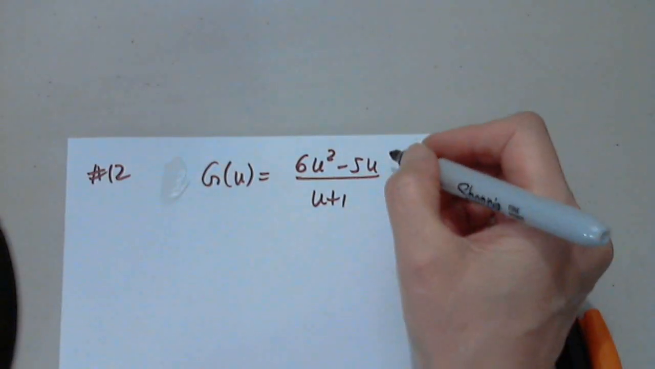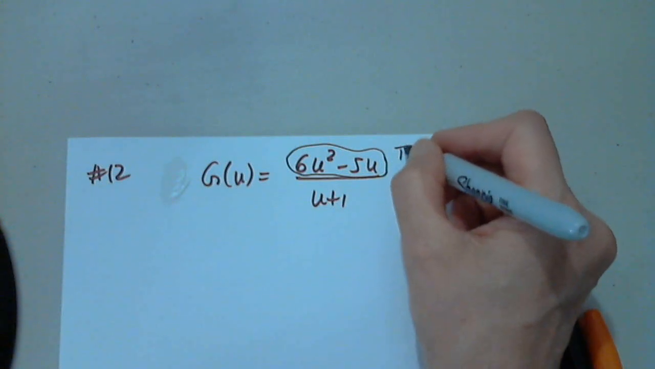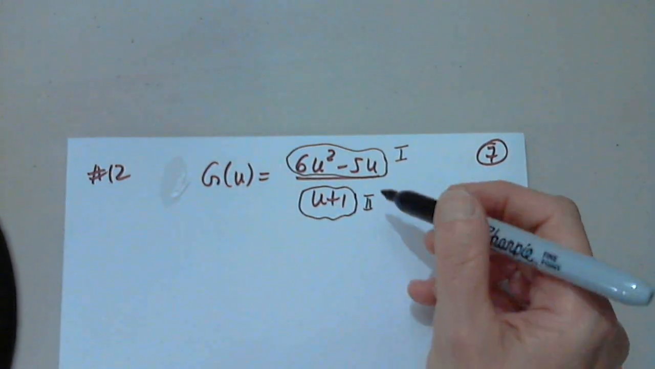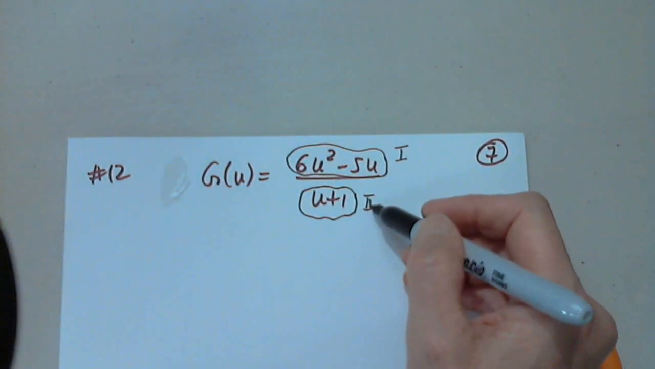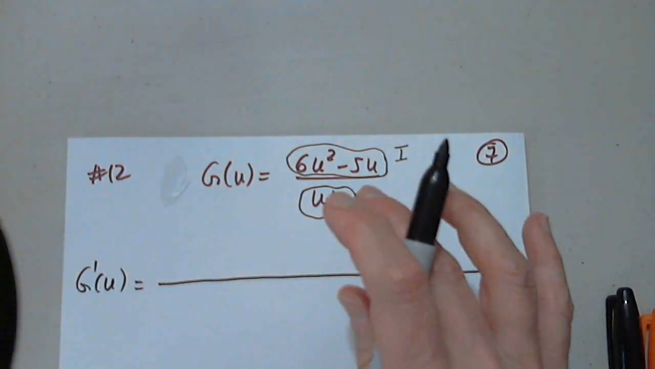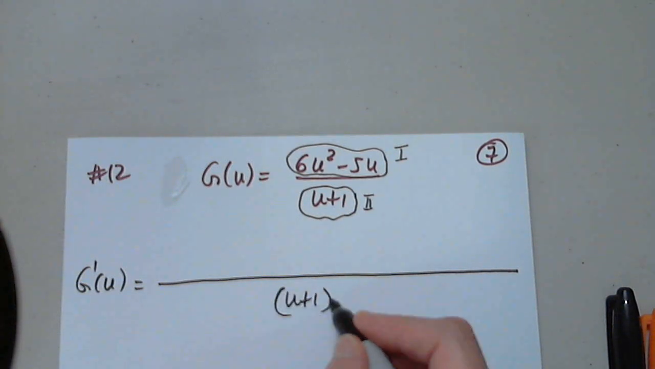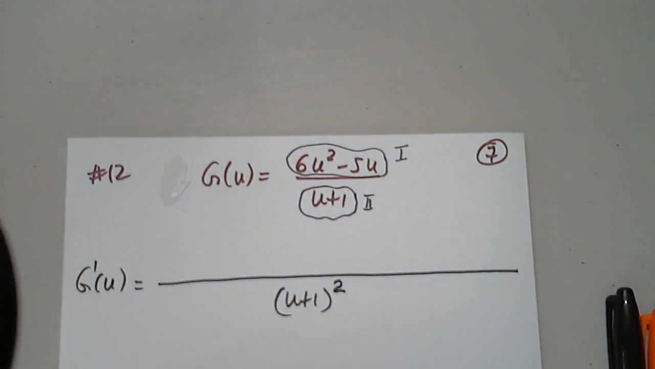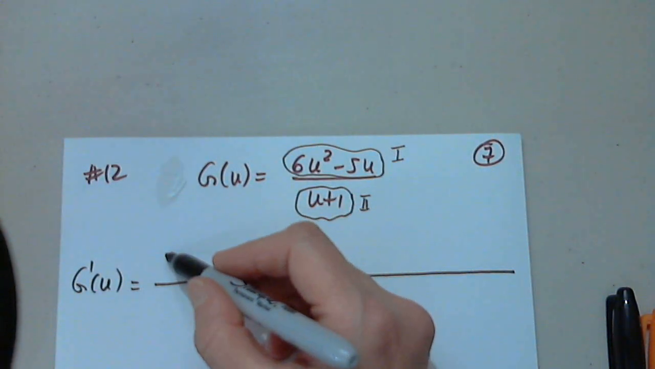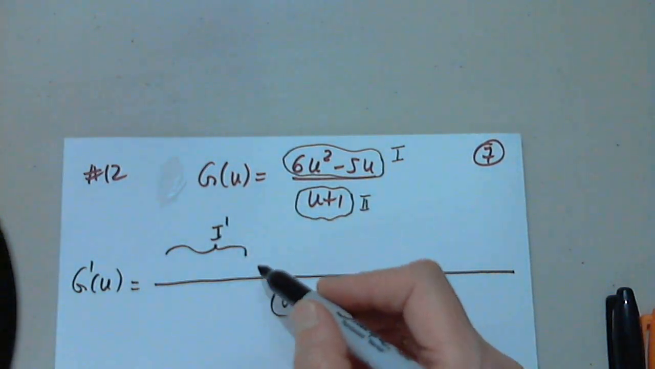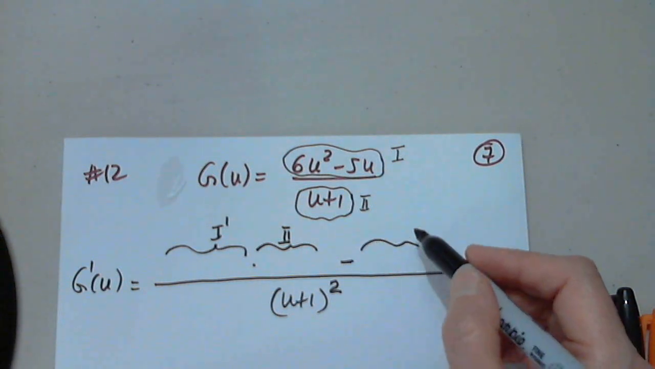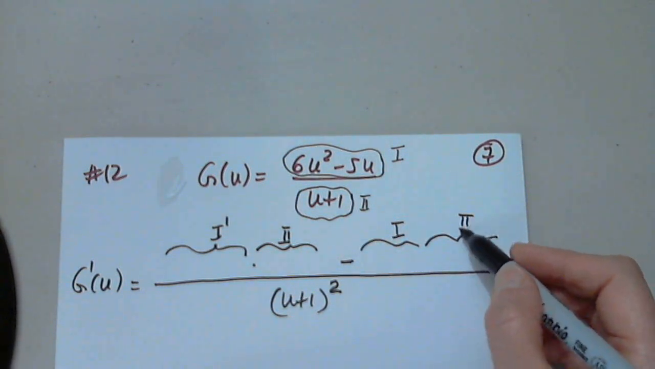Yes. I will, in my mind, think of this as number 1, and this as number 2, because we're not going to do this all the time, just the first time. So then g prime of u, I will start immediately with the denominator because I don't have to do anything to it other than square it. But now I have to be careful because the formula says 1 prime multiplied by 2, minus 1 multiplied by 2 prime.